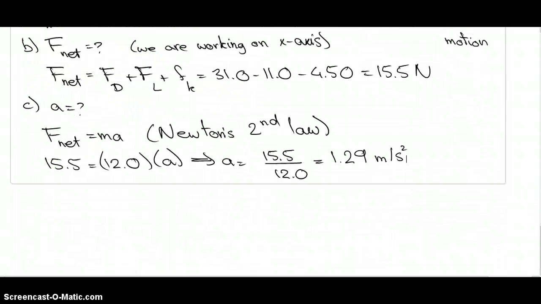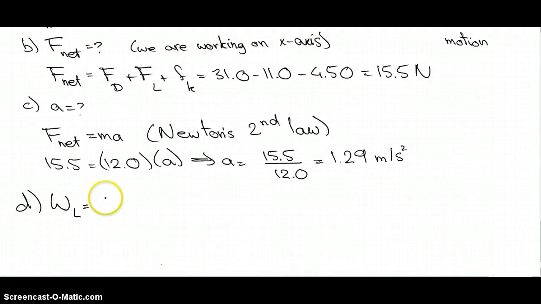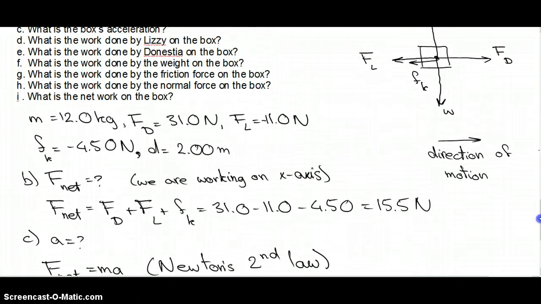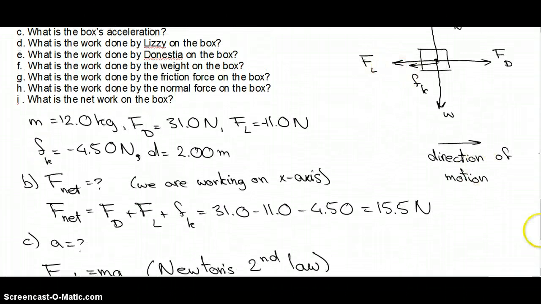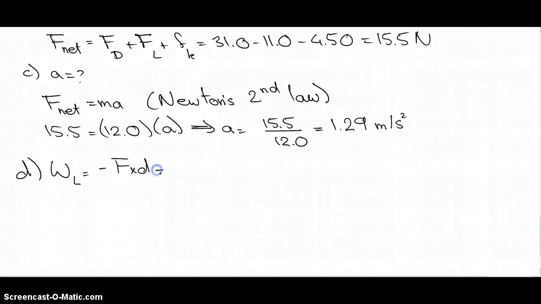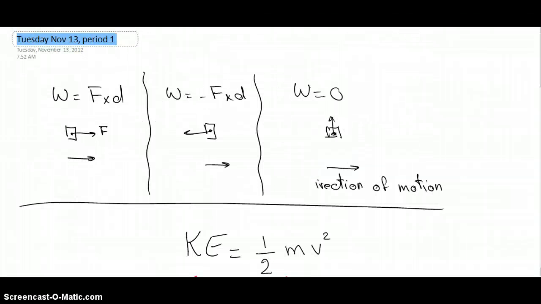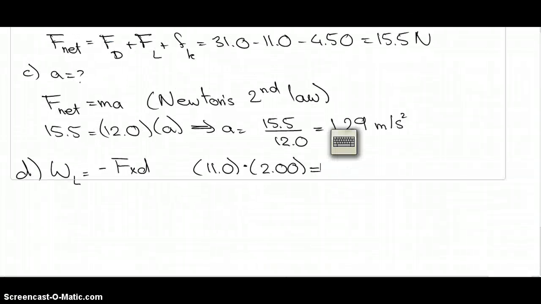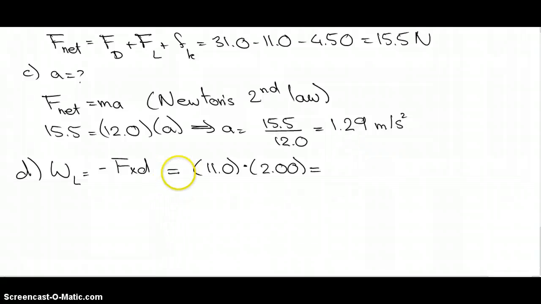Now, what is the work done by Lizzie on the box? So the work by Lizzie is negative F times D, just because Lizzie pushes to the left and the direction of motion is to the right. So it's negative 11 times 2. I write the forces in absolute values. And the work by Lizzie is negative 22 joules, which means she's not contributing to the motion.